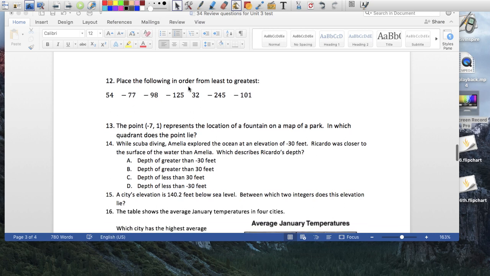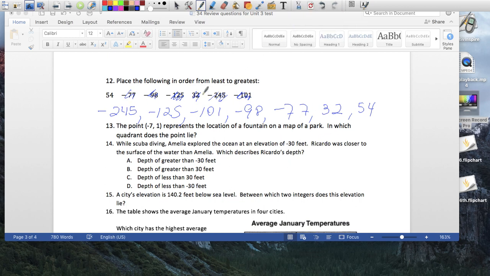Number 12, place the following in order from least to greatest. Okay, so again, in negatives, the higher your number, the lower you are, the smaller your value. So it's -245, comma, -125, comma, -101, comma, -98, comma, -77, comma, and then 32, comma, and 54. So from least to greatest, this looks correct because the number on the right is always bigger than the number on the left. 54 is bigger than 32, check. 32 is greater than -77, check. -77 is greater than -98. -98 is greater than -101. -101 is greater than -125, and -125 is greater than -245. So from least to greatest, here is my order.